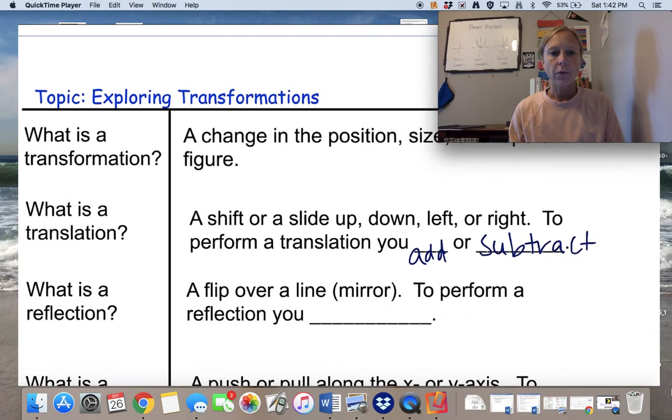Next up, reflection. That's a flip or a mirror image. To perform a reflection, what we need to do is multiply by -1.